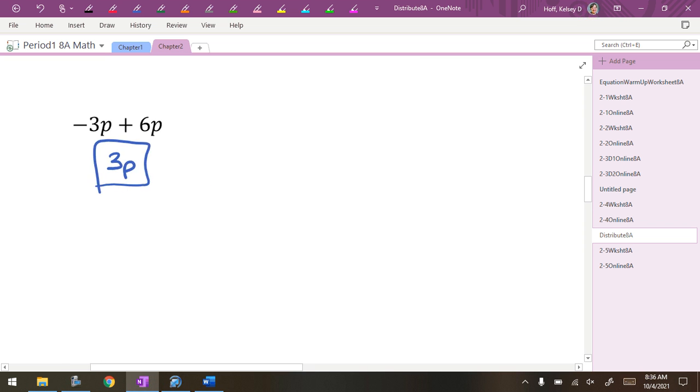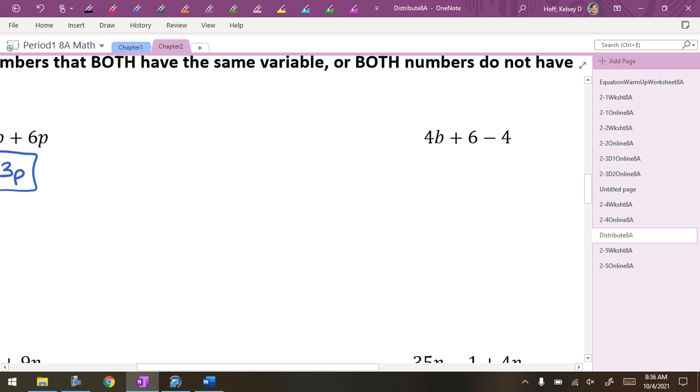Okay. Go to the right. Now we have three numbers. We have 4B plus 6 minus 4. Somebody raise your hand and tell me which of those would you consider like terms? Which of those do you consider like terms, Jack? What numbers can I put together?